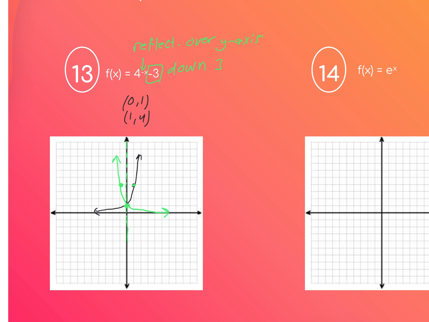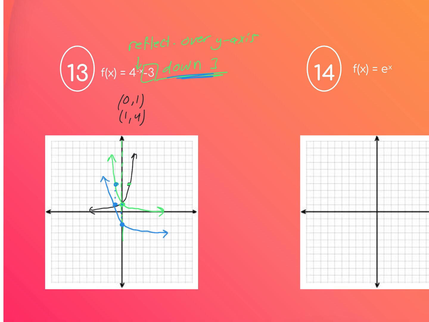Right, so that's our reflection, and then bringing it down 3 units, I'll do this in blue. I'm going to take every point that's in green right here, and I'm going to go 1, 2, 3 units down, 1, 2, 3 units down, and then we end up with a graph that looks something like that.